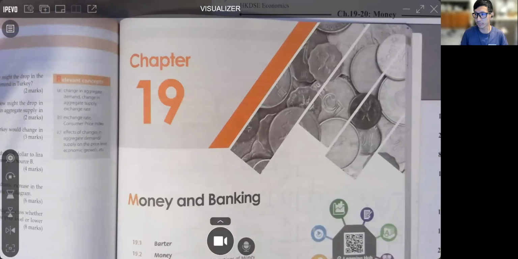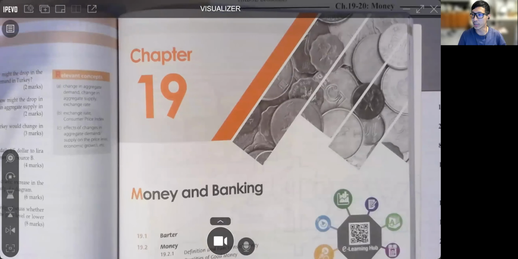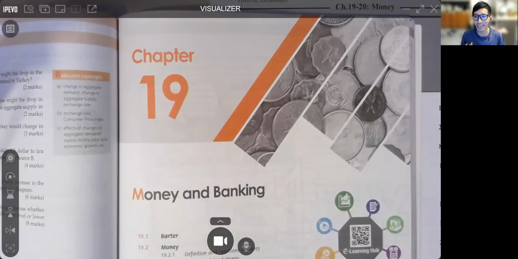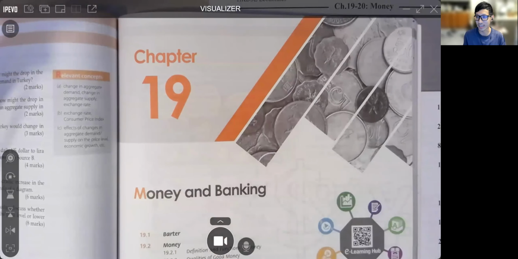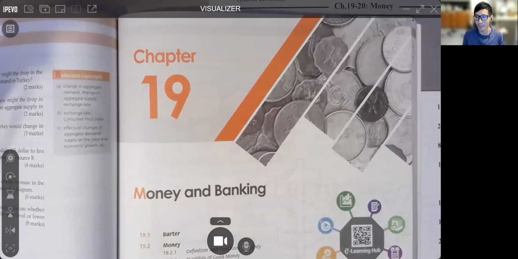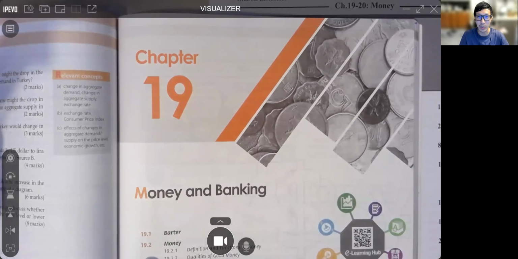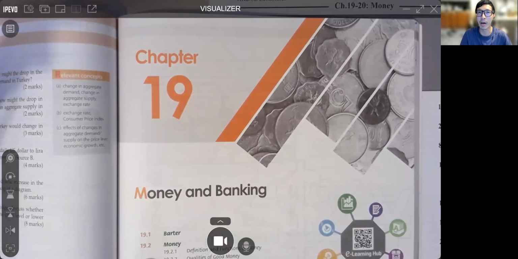Okay, now for this video, we are moving on to a new topic. Instead of talking about ADAS, we are moving on to talk about chapter 19 and 20, in which we are going to focus on the concept of money. 我哋講錢啊, okay? Well, now for chapter 19, it is the easier of the two chapters in which we talk about the definitions of money.